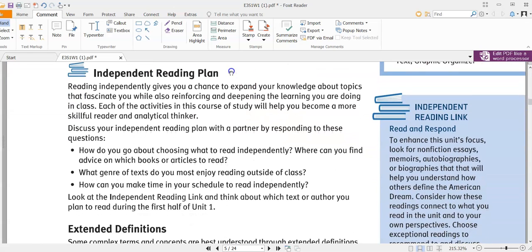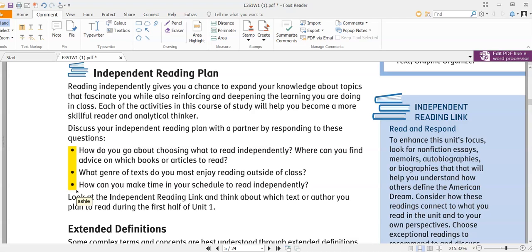As for your independent reading plan, you're going to be choosing a book to read about a topic that you're interested in, and these are the questions you need to consider when you're choosing a book. One is, how do you go about choosing what to read independently? Where can you find advice on which books or articles to read? So you need to think about who is an expert in the subject of books and reading, and ask that person for advice if you need it on choosing which book to read. What genres of text do you enjoy reading outside of class?